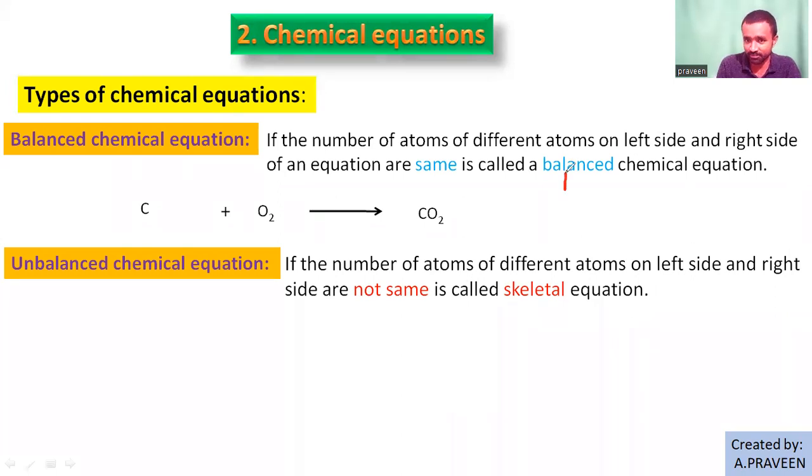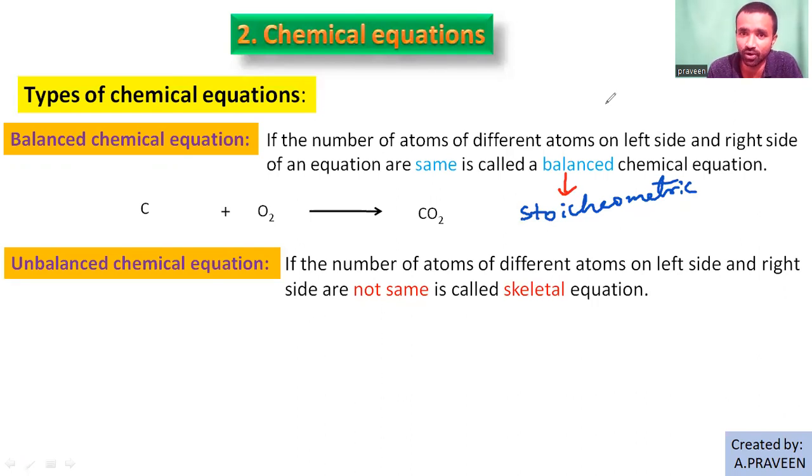The balanced chemical equation has another name. It is also called a stoichiometric equation. Stoichiometric equation. Remember, a balanced chemical equation is also called a stoichiometric equation, and an unbalanced chemical equation is also called a skeletal equation.